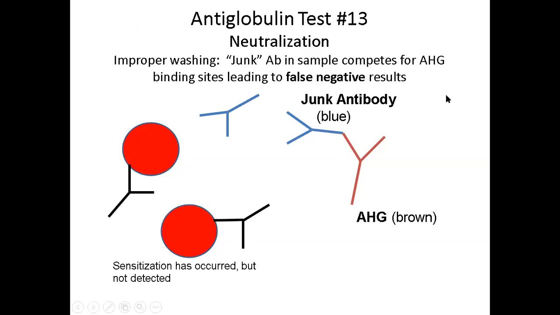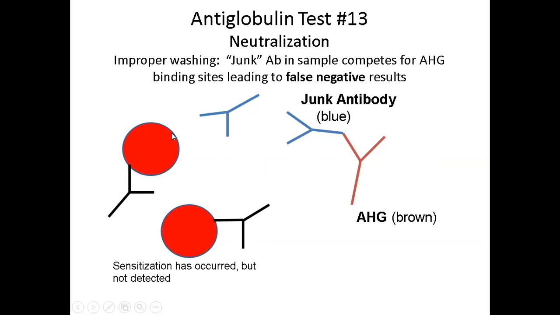So that when we add our anti-IgG, and you can see I have it a different color, it's a brown color here. When we add our AHG to the tube, AHG isn't smart enough to know which IgG molecule to bind to. It basically just binds to the first one it comes into contact with, because both of these are human IgG. It's just one isn't attached to a red cell and one is coating a red cell.